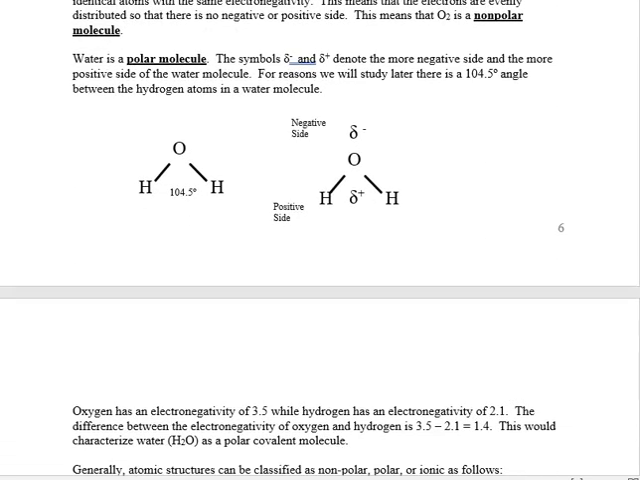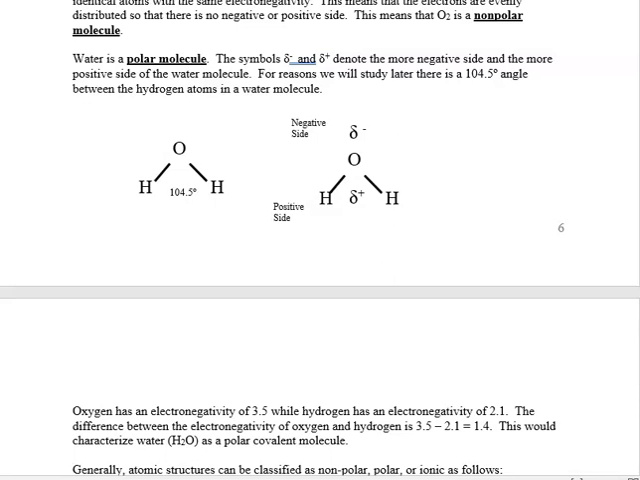Water is a polar molecule. The delta minus and delta plus, those are the Greek letters that you're seeing there. The symbols delta minus and delta plus denote the more negative side and the more positive side of the water molecule.